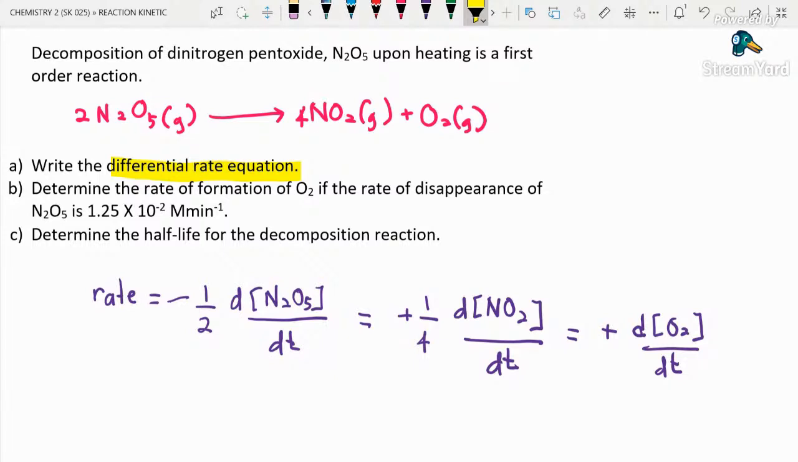Okay, now let's read the question together. Dia kata the decomposition of dinitrogen pentoxide upon heating is a first order reaction. Dia dah bagi hint dah. It is a first order. Okay, untuk jawab soalan B, determine the rate of formation O2 if the rate of disappearance is given. Perlu ke pakai integrated rate law to solve this?